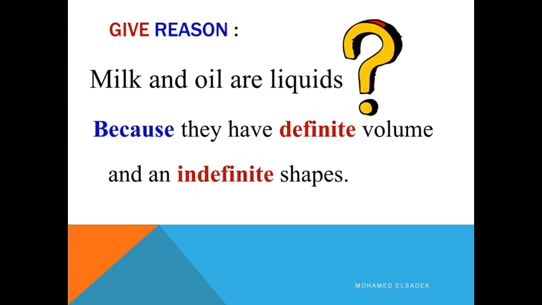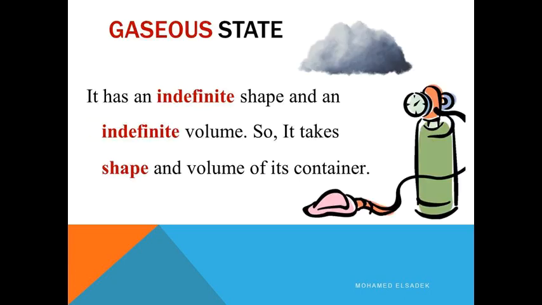Give reason. Milk is a liquid matter. Why? Because it has a definite volume and indefinite shape. طيب آخر حاجة بقى. The third state of matter which called gaseous state of matter. It has indefinite shape and indefinite volume. لا ليها حجم ثابت ولا ليها شكل ثابت.